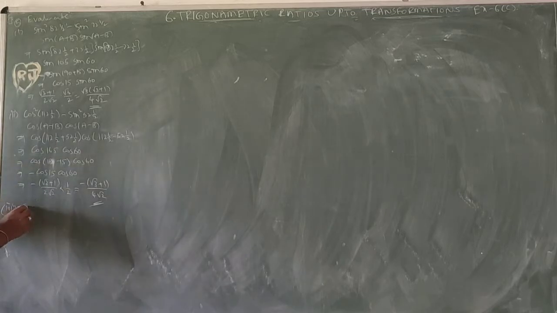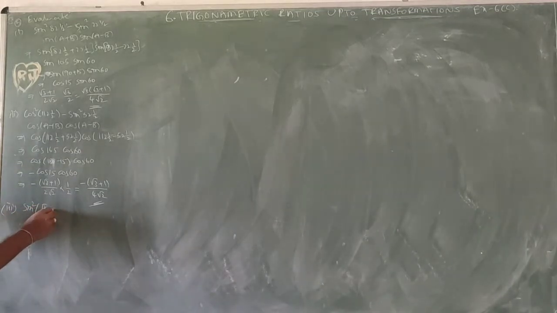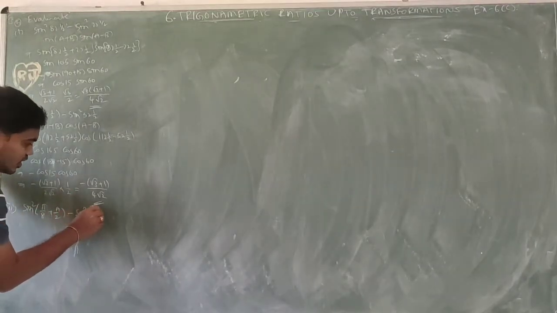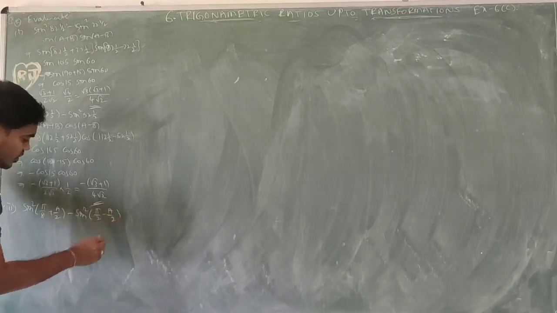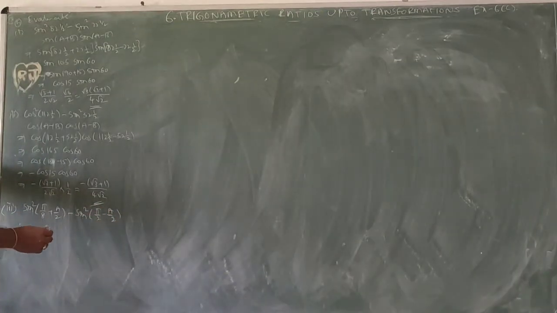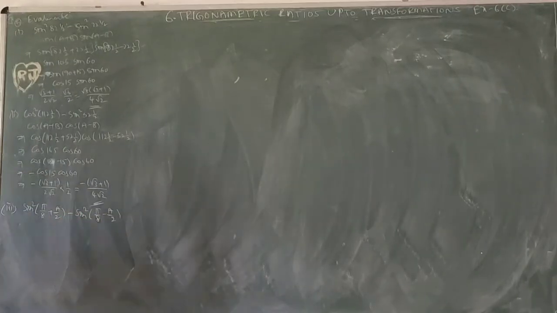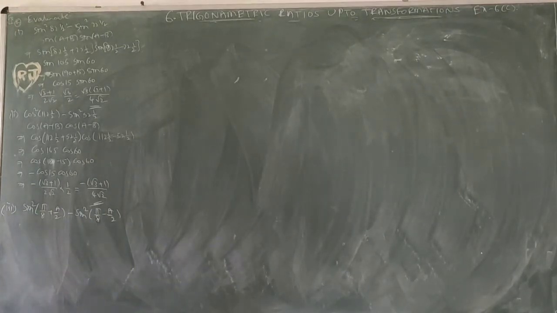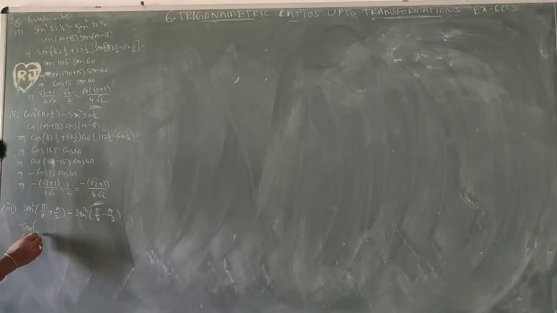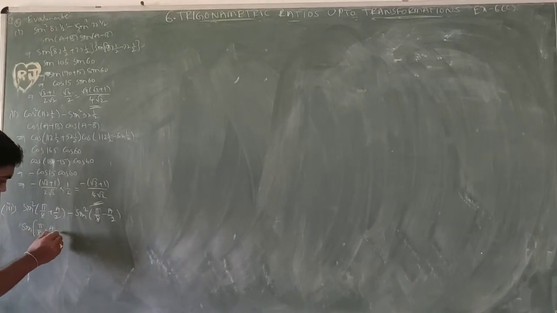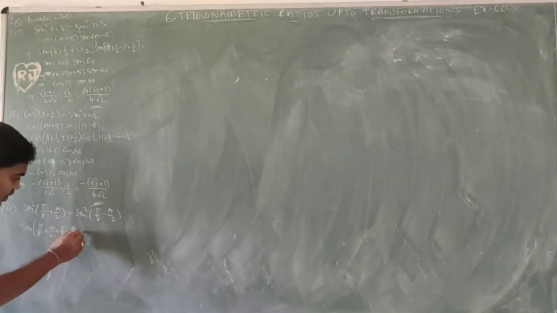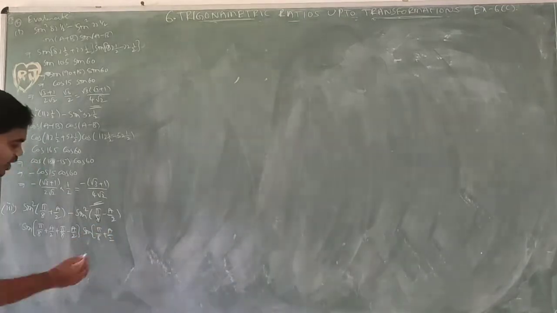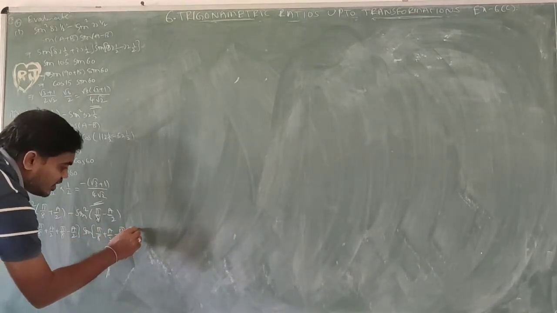Sin square pi by 8 plus a by 2 minus sin square pi by 8 minus a by 2. Okay, this is in the formula sin square a minus sin square b. Formula sin of a plus b into sin of a minus b. Sin of pi by 8 plus a by 2 plus pi by 8 minus a by 2, into sin of pi by 8 plus a by 2 minus pi by 8 plus a by 2.